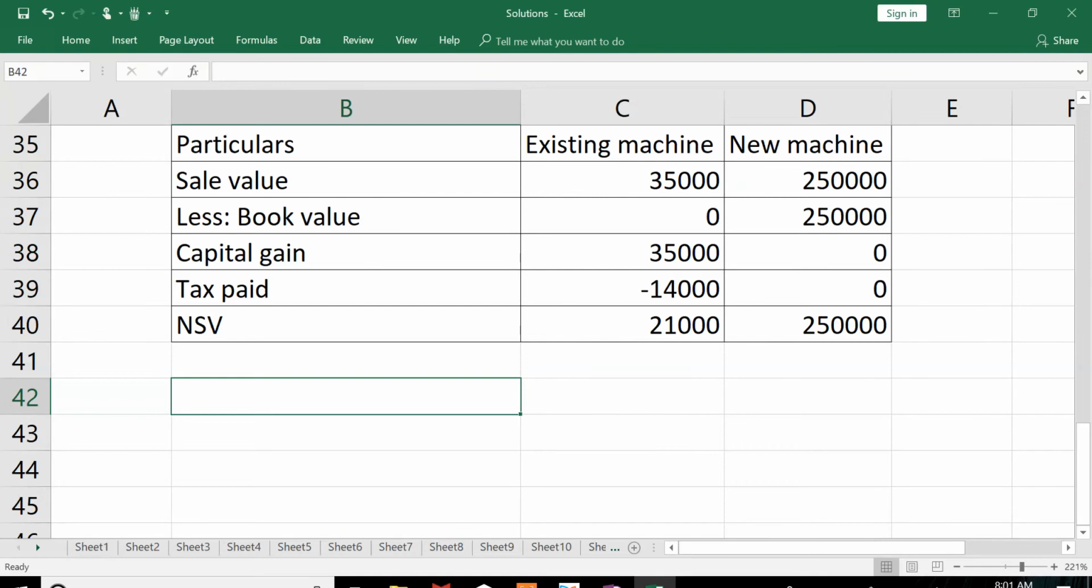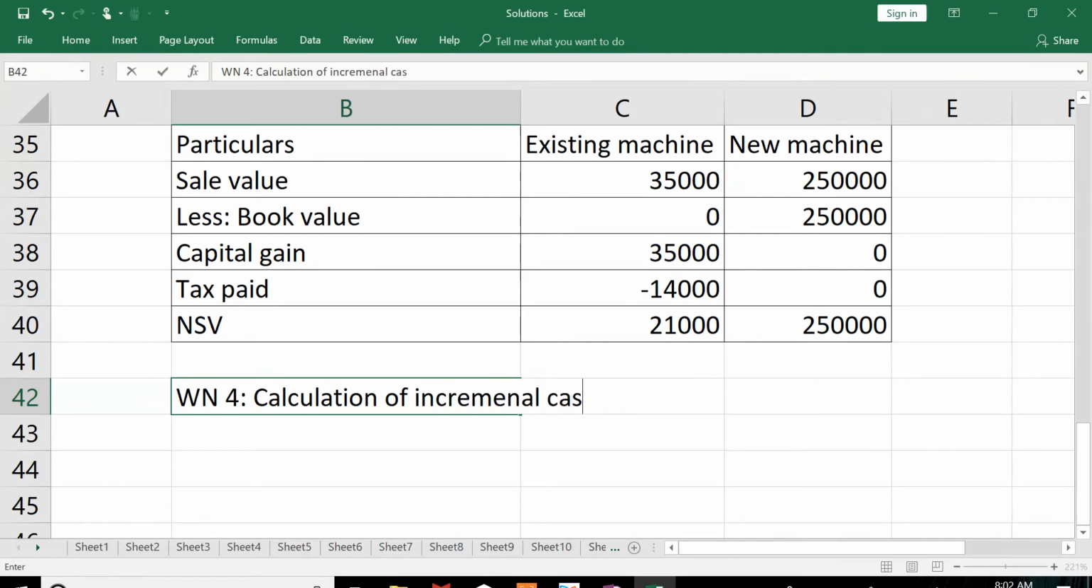Clear? Can you proceed? Any doubts on NSV figure? Okay, now please listen. When it comes to the incremental method, there is an extra step. Now write working note 4, calculation of incremental cash flow.